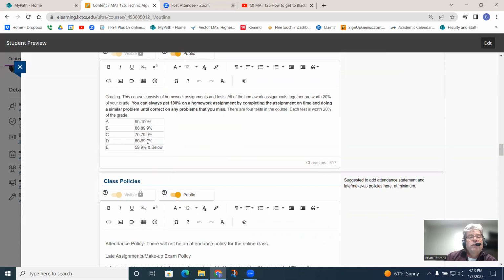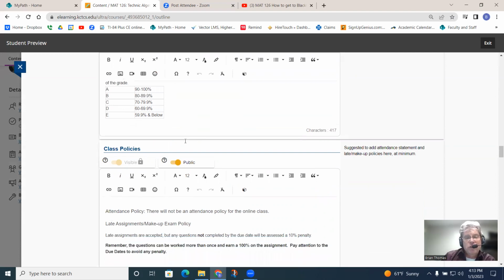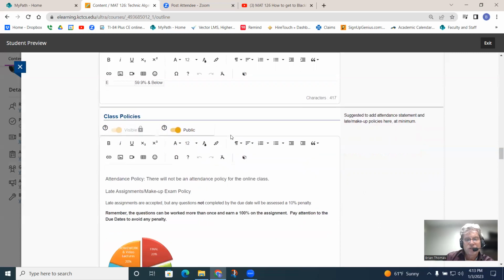A 60 to a 69% is passing, but keep in mind, that's a D. Sometimes, depending on your career path, they may not accept D's in your academic plan. You may have to have C's or higher. So be sure, if you are trying to just get by in this class, that you know how low you can actually go, because sometimes a D is not transferable. Make sure you talk to your advisors.